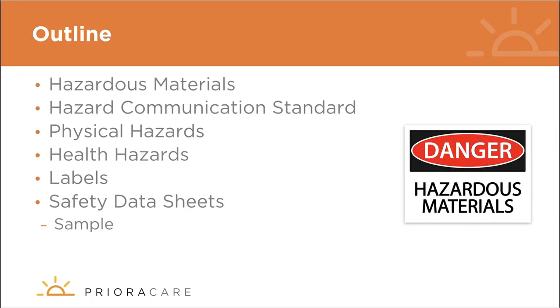First, we will go over the definition of hazardous materials. Then, we will review the Hazard Communication Standard, as well as the classification of hazardous materials, such as into different types of physical hazards and health hazards. Then, we will discuss the content of labels on hazardous materials. We will also go over the contents of safety data sheets, as well as review a sample safety data sheet.